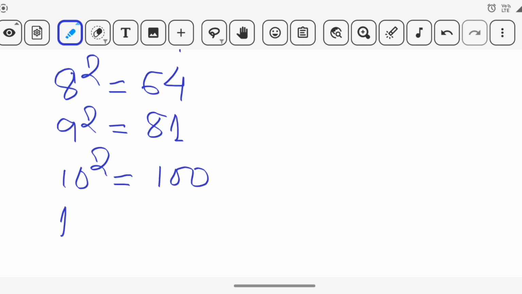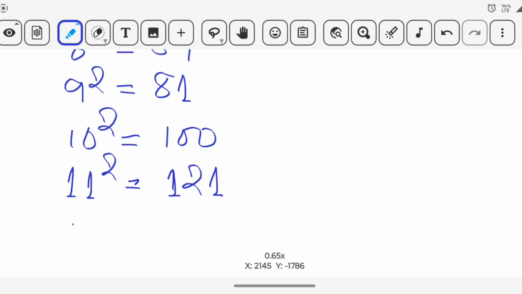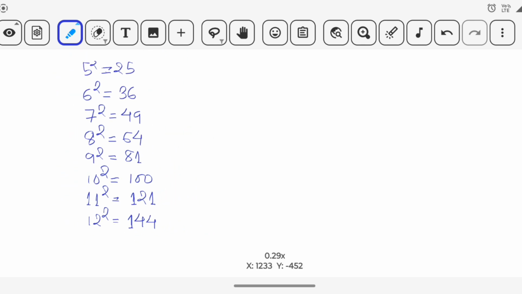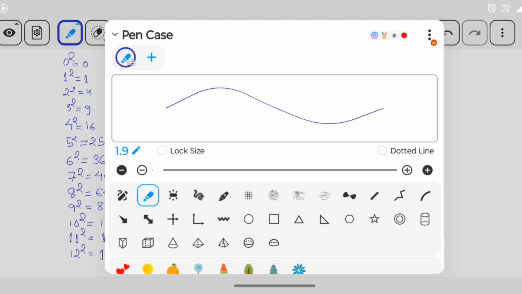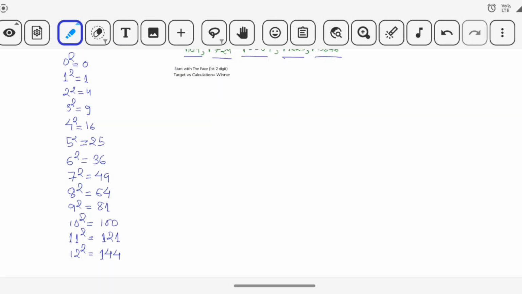And I insist on at least two extra: 11 square equals 121 and 12 square equals 144. So at least we should remember the first 9 or 10. I believe when you remember the first 9 or 10, the entire calculation of the square root will become easier for you. Easy? So let's zoom in and start.